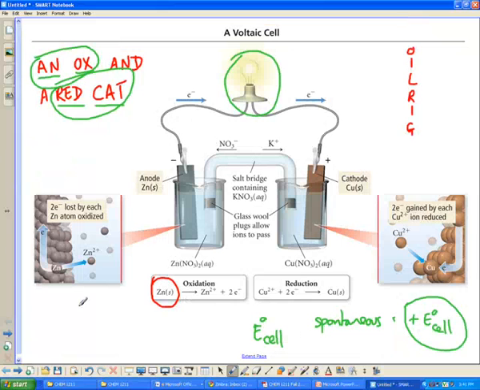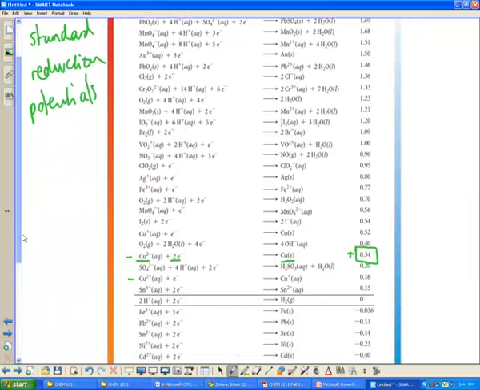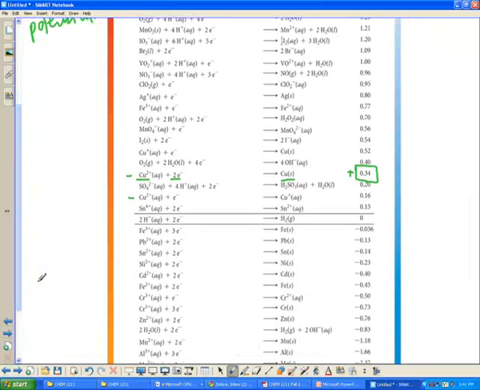The other one involves zinc. So let's go back to this table and find zinc. We have to be careful and just scroll on through, because zinc's going to be in here somewhere. Zinc, zinc, zinc, zinc. There it is. Zinc 2+, zinc solid, and 2 electrons. That's the one I want. The reduction potential for this is negative 0.76 volts.